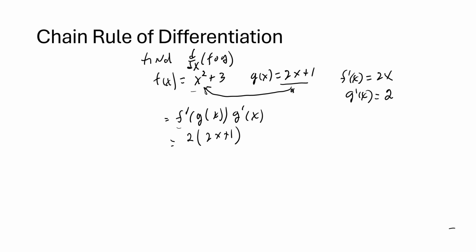So that's our f prime evaluated at g of x times the derivative of g of x, which is a 2. So now that's going to be 4 times 2x plus 1. We can expand that out. That is just going to be 8x plus 4. So there's our derivative.